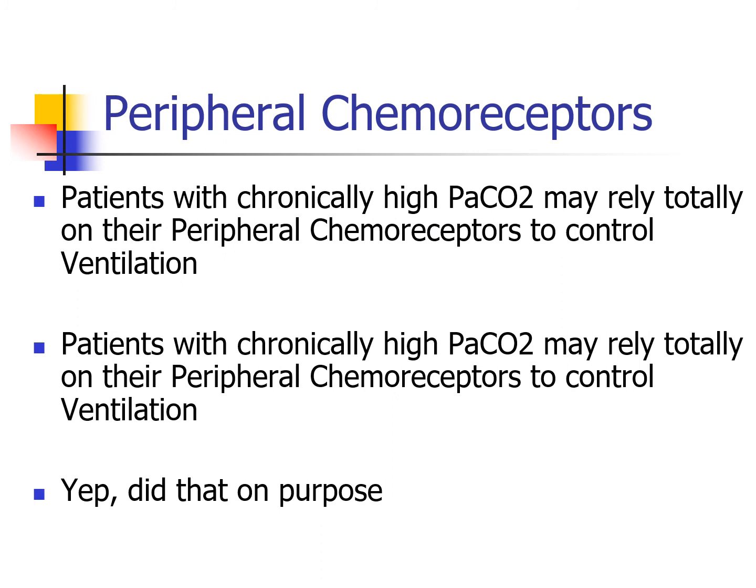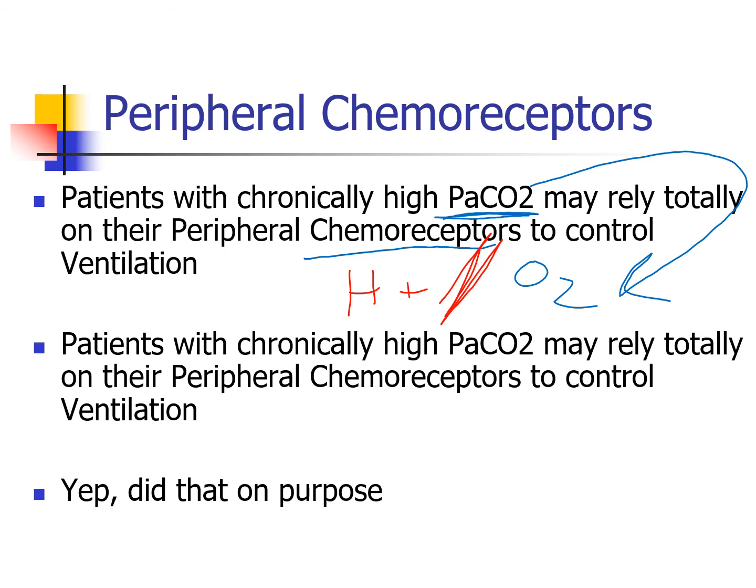Peripheral chemoreceptors, patients with chronically high CO2 levels. So we're looking at usually emphysema here, or severe lung disease, COPD. They may rely totally on their peripheral chemoreceptors to control their ventilation. Remember, the peripheral chemoreceptors look at oxygen. The central chemoreceptors look at hydrogen ions. So the big difference here is that someone that has chronic CO2 retention, like emphysema, their oxygen levels are going to be very important at determining how they breathe.